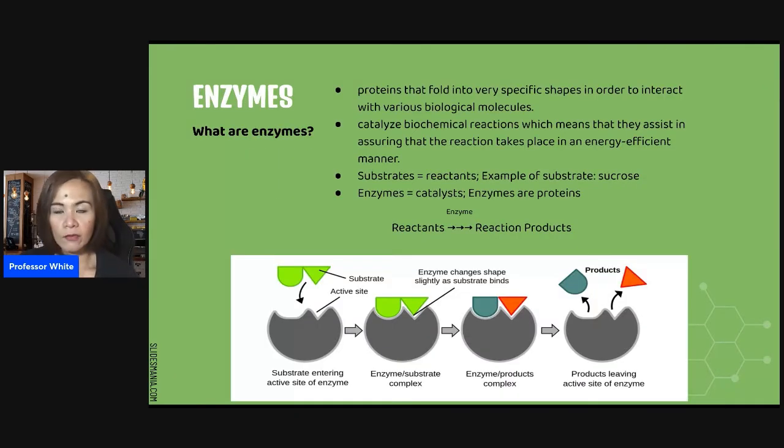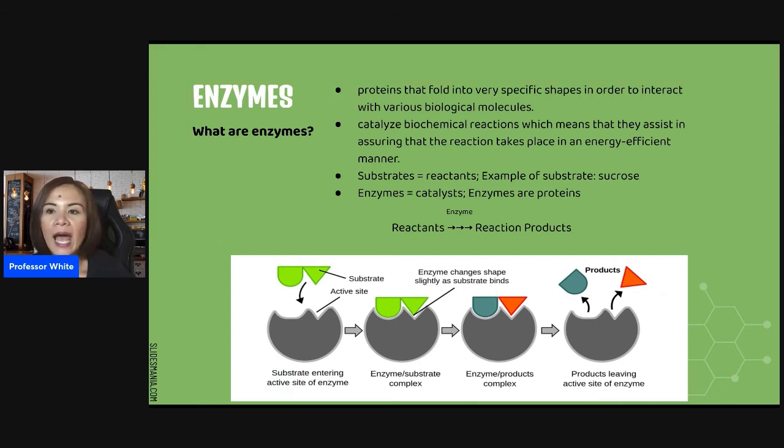Now, we are focusing on enzymes. So, what are enzymes? These are proteins that fold into very specific shapes in order to interact with various biological molecules. Recall that protein is a biomolecule from our previous lessons, right? So we're going to focus on why enzymes are important. Why do proteins play an important role as a catalyst?